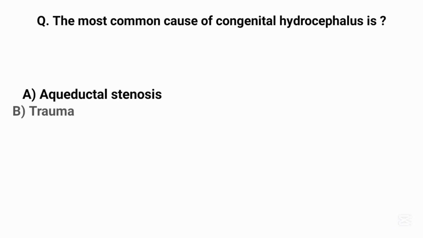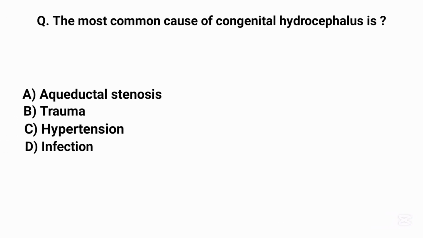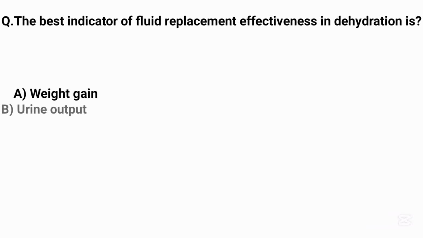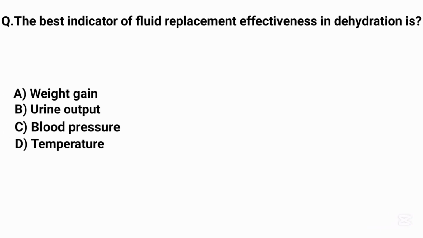The most common cause of congenital hydrocephalus is. Correct answer is option A, aqueductal stenosis. The best indicator of fluid replacement effectiveness in dehydration is. Correct answer is option B, urine output.